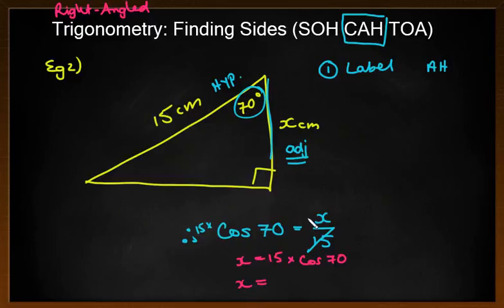I'm going to press equals. In this case, to 2 decimal places, we get 5.13 centimeters, or I guess 5.1 to 1 decimal place, but I've done it to 2. All right, again, pretty straightforward.